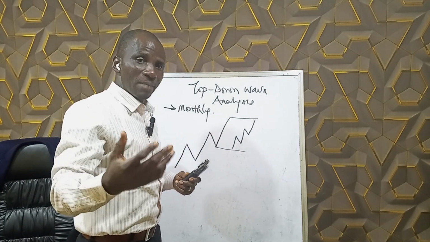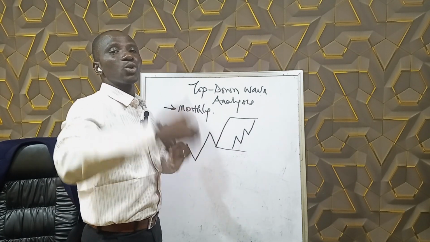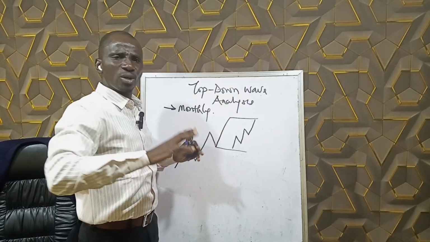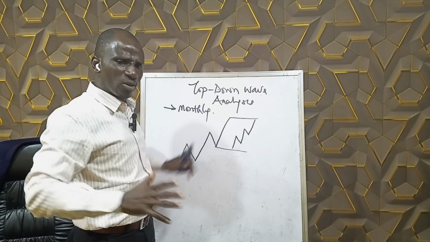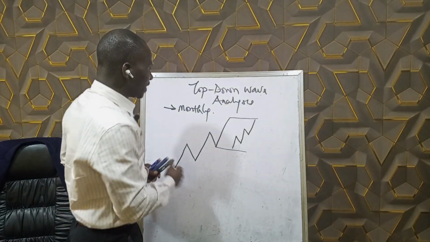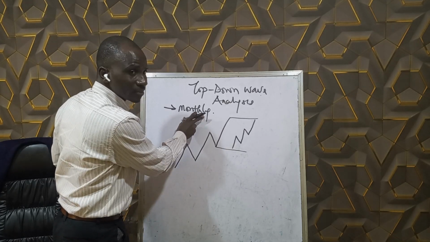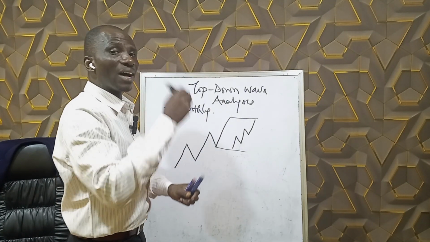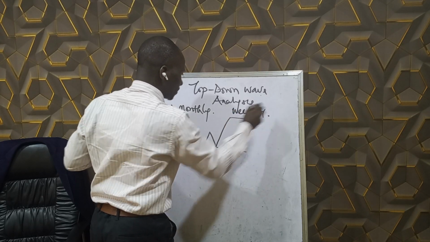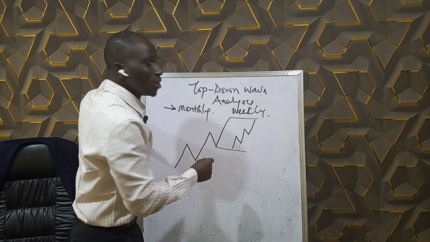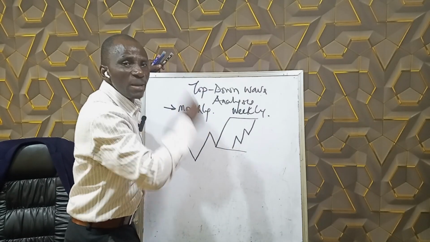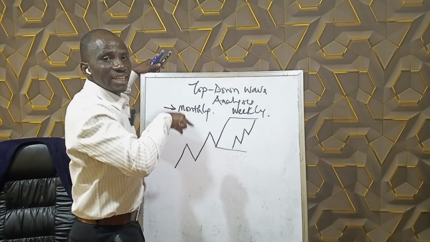Of course, I will need to show you on the chart in a subsequent video, but this is just to give you an overview of what we will be dealing with when we talk of wave analysis. Now this is the monthly chart. By the time you scale down to the weekly chart, you are going to see an average of 3 impulse waves on the weekly chart.